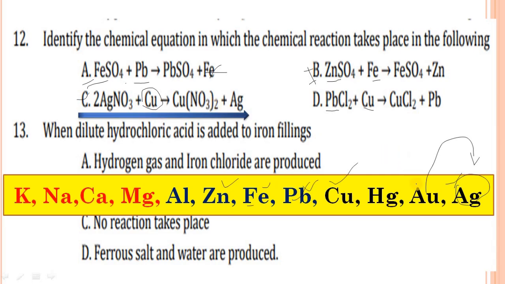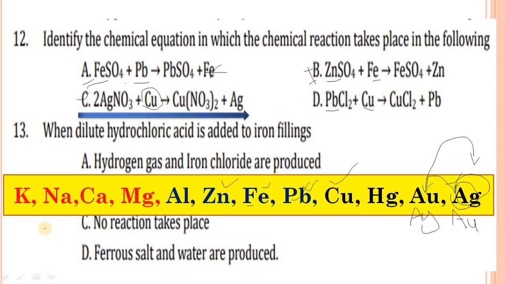Dear student, here is one correction that you have to make: Ag, meaning silver, comes before the Au, that is gold. So Ag should be here and after that Au should come. So this is a very important question. Most of the questions from this lesson are asked on the basis of the reactivity series of the metals.